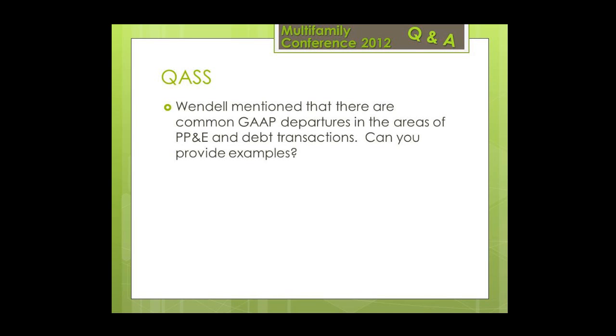PP&E, oh, I see what we got here. What is this? Oh, GAAP departures based on PP&E and debt transactions. Any examples? Well, for one, leases. Okay. Oh, by the way, leases. HUD is now requiring operator leasing agreements out for 30 years.